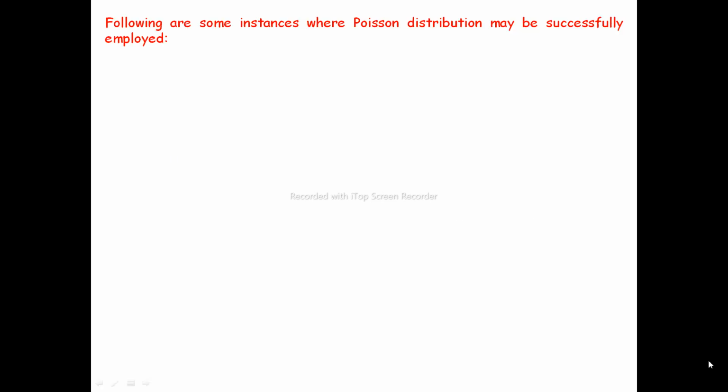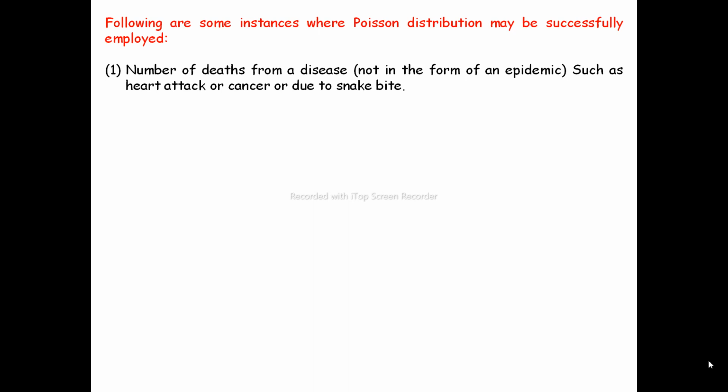We have a few examples, like the number of deaths from a disease such as heart attack or cancer or due to snake bite. We want a number, like how many deaths there were in a particular year. We don't want to know how many people are alive. We don't want the q value, we don't want non-occurrence. We just want occurrence.